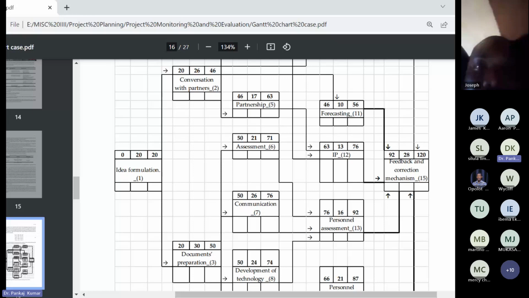The second box, the 20, shows that it will take 20 days to complete the idea formulation. And the third box, the 20, shows that the earliest finish date of idea formulation would be 20. I think it might not be clear to you, but when we talk about the conversation with partners, then it will be clear.